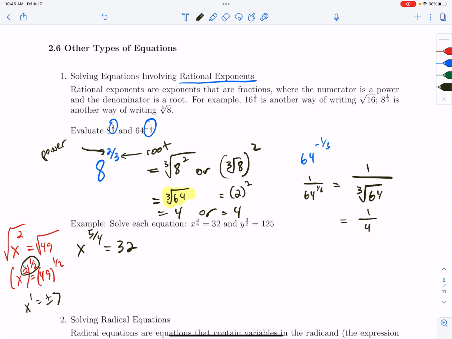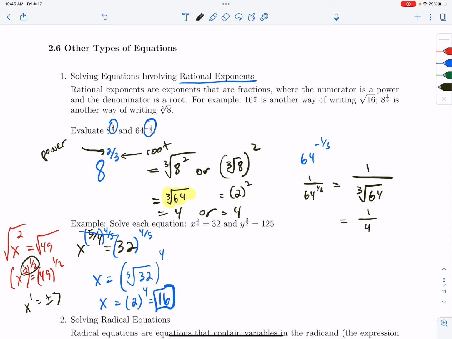Okay, so all that to say, if we multiply by the reciprocal of the power, that undoes that power. So I'm going to multiply or raise both sides to the 4/5 power. That means on the right side of this equation, those are going to cancel. I'm left with x. 32 to the 4/5, so that means the 5th root of 32 raised to the 4th power. The 5th root of 32 is 2. Then I'm going to raise that to the 4th, so this is 16. So x is going to be equal to 16 here.